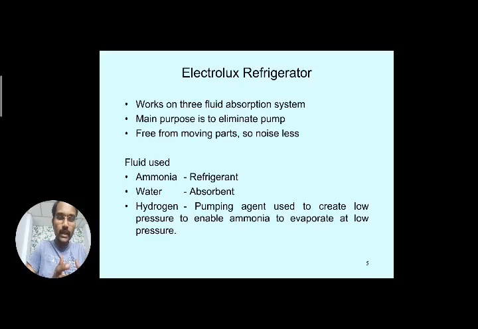What you're doing is directly from the condenser along with the U trap, the refrigerant is coming and enters into the evaporator. So it has to get evaporated. So low temperatures are created first of all. So to create low pressures, we are using hydrogen as a pumping agent to enable ammonia to evaporate at low pressures. Okay, it will evaporate at low pressures, and it must be insoluble in water. Hydrogen is insoluble in water, and it is non-corrosive in nature. Remember these 3 points.